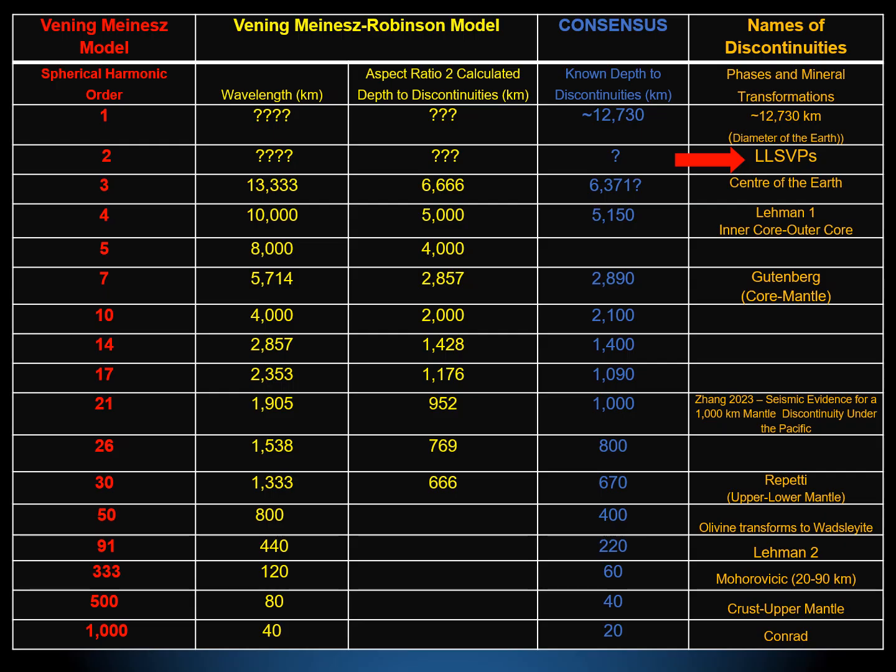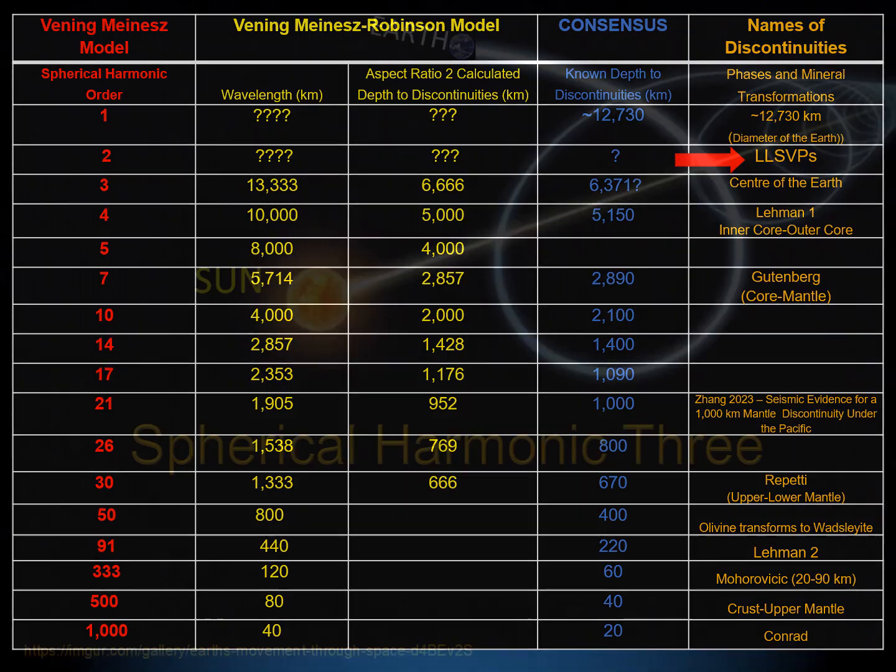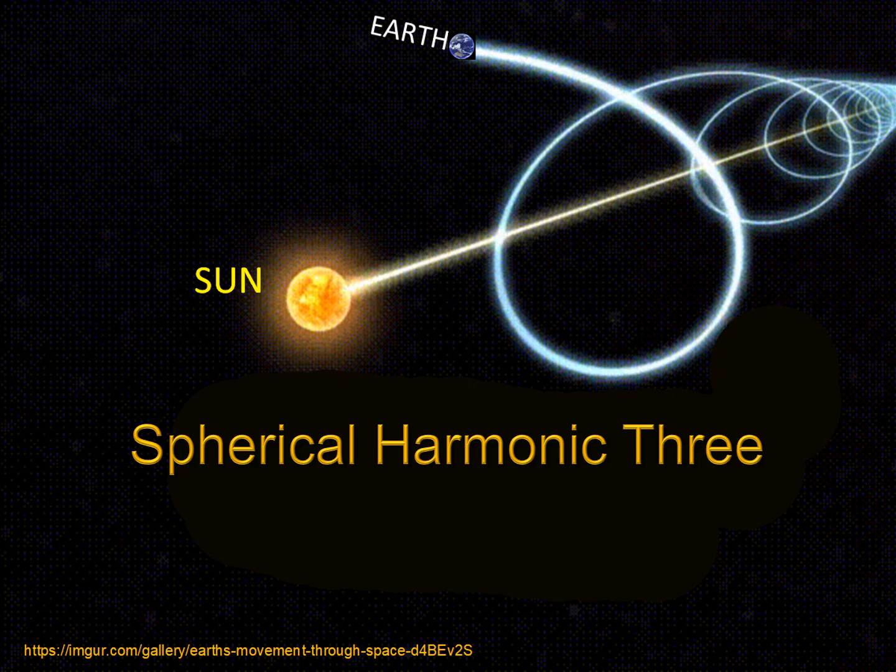The LLSVPs were being created at the same time as the core, or immediately subsequent to the creation of the core. This process appears to have continued into the present and has prevented the formation of a discontinuity. Spherical harmonic 3.